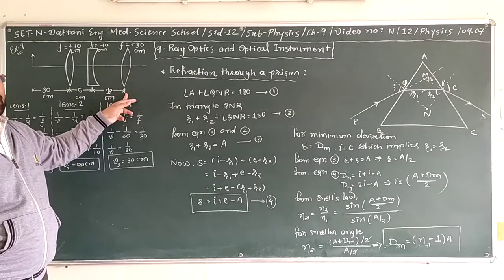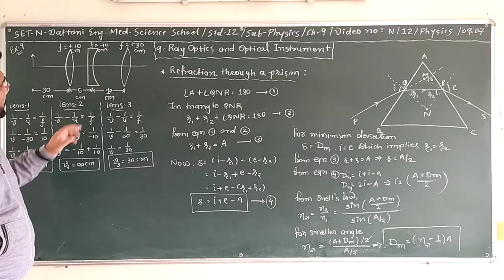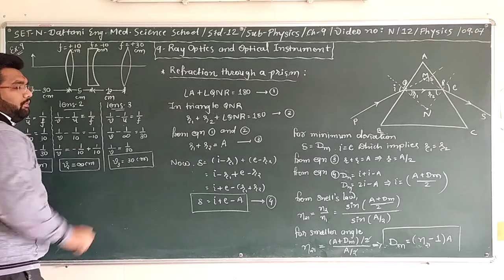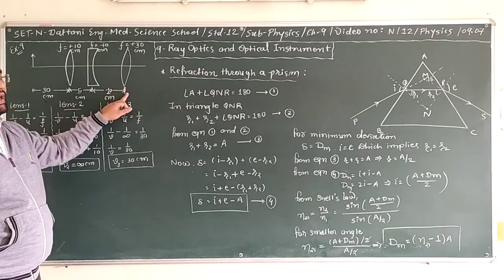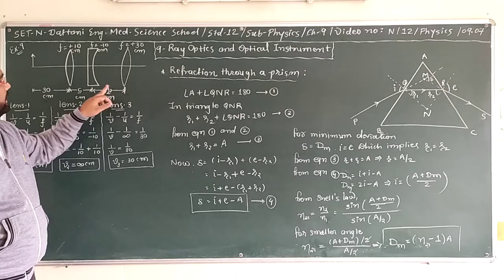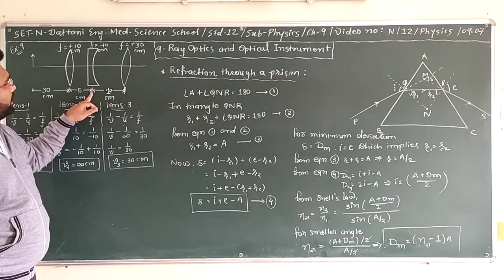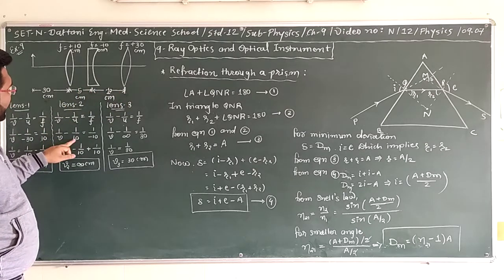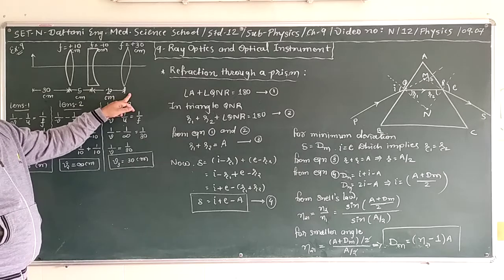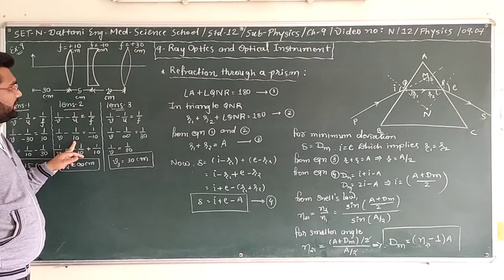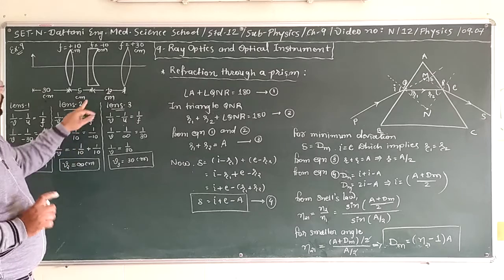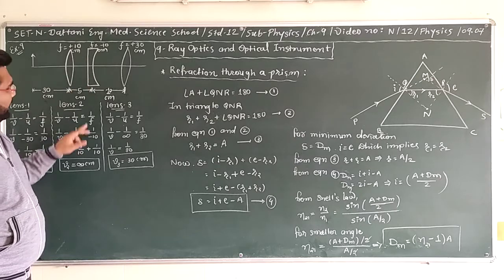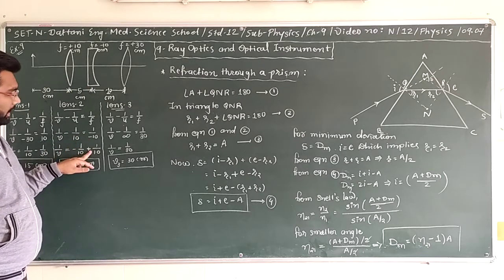Now we will take the object distance for lens 2. The image formed by lens number 1 acts as the object for lens number 2. The distance of this object from lens number 2 is 10 centimeter, and because it is on the right side, we have taken it as positive. So u is the object distance for lens number 2 and that is positive.